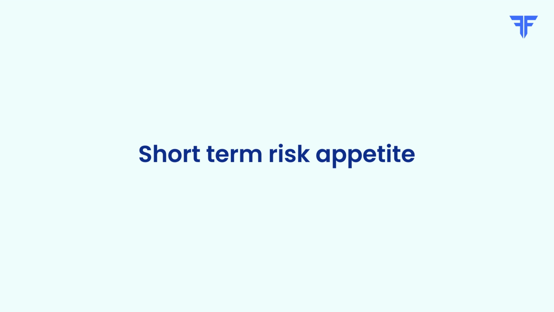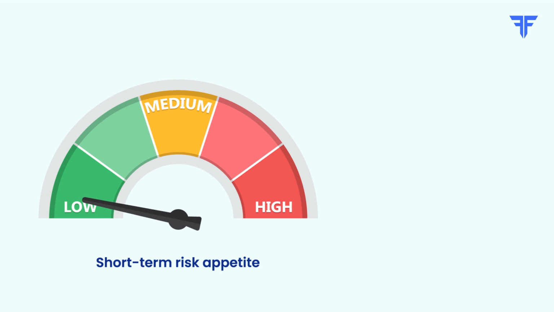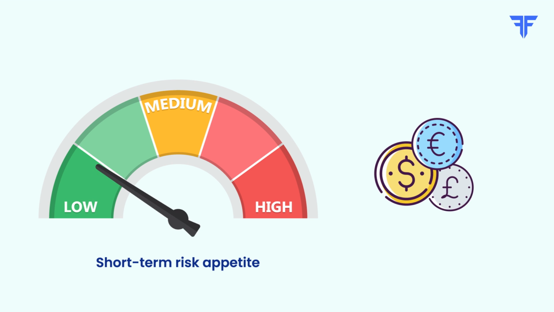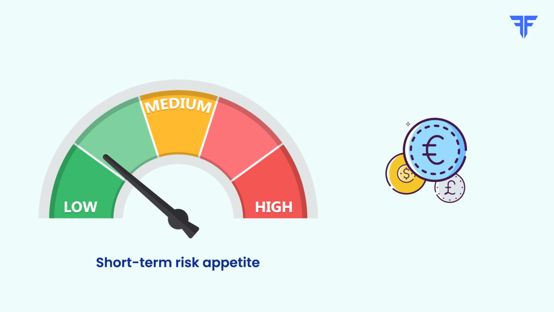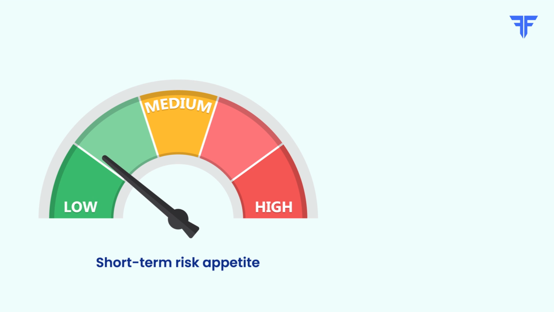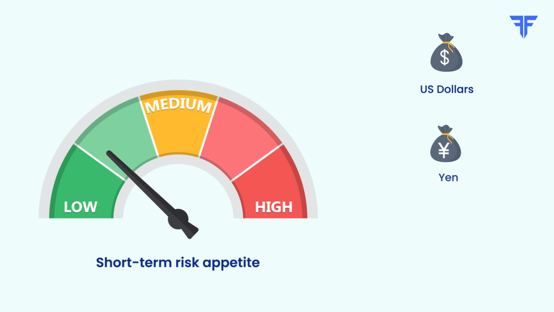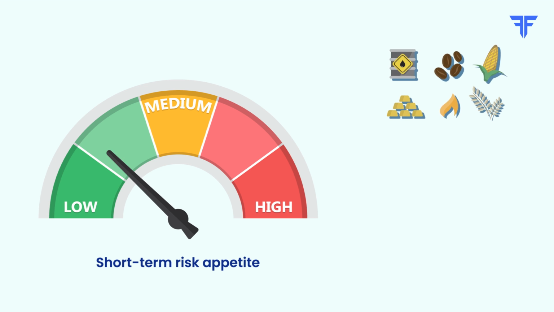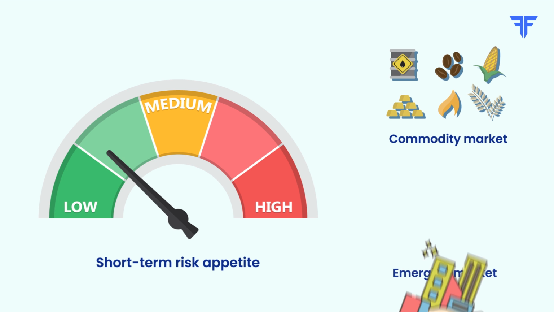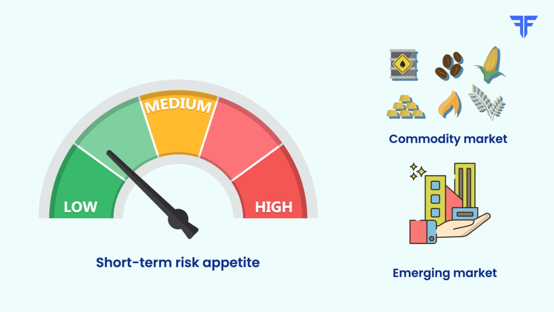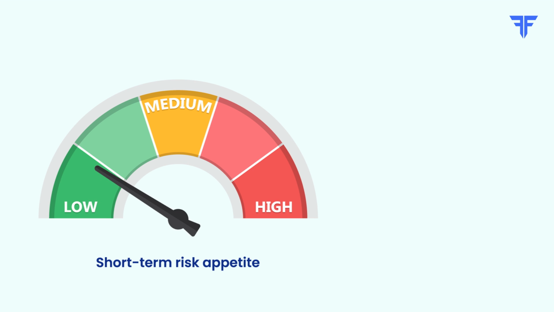Sixth, short-term risk appetite. Short-term risk appetite is important because it affects currency movements. Typically, during times of risk aversion, the dollar, the yen, and the Swiss franc tend to strengthen, while commodity and emerging market currencies tend to weaken. The opposite is true during times of positive risk appetite.